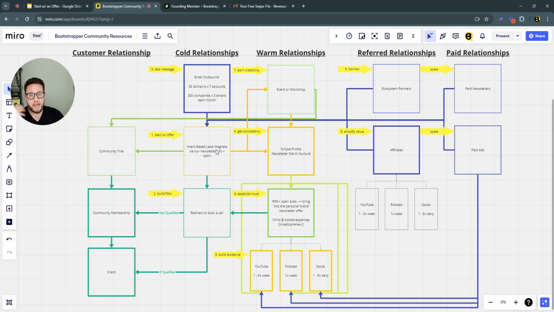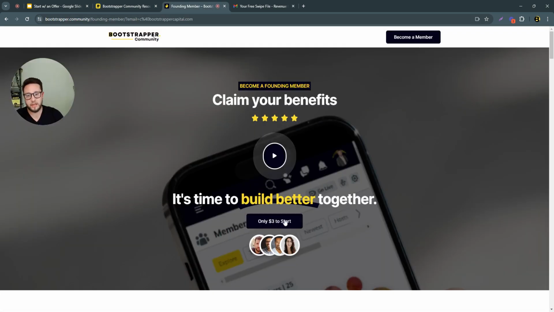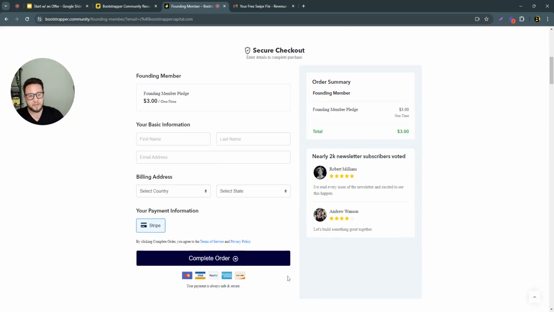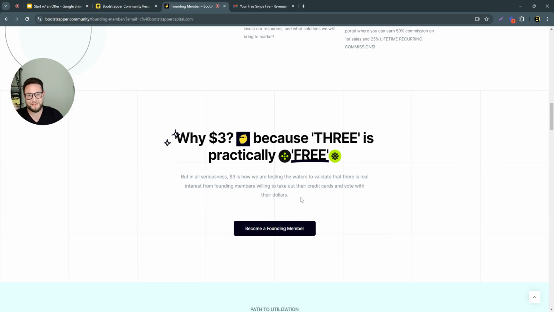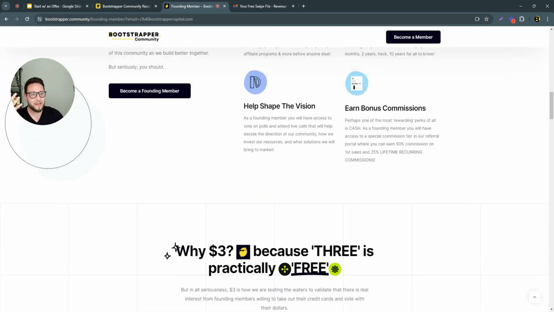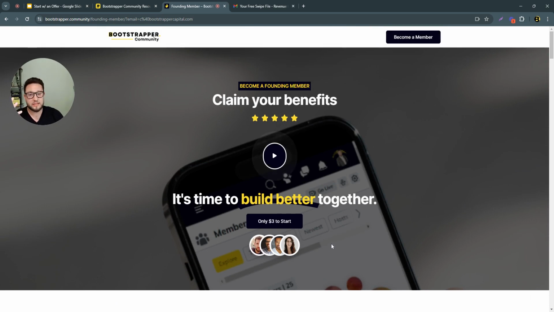Once you get that lead magnet and you get the intent based, we redirect you to a community trial page, to a landing page, right? So we're trying to convert to the customer relationship. And the lowest tier customer relationship for us, it's not technically right now a trial, it's $3, right? It's only $3. Why? Because $3 is practically free, right? So that's our clever copy. But you're locking in your founder member benefits, and then this is a conversion page.